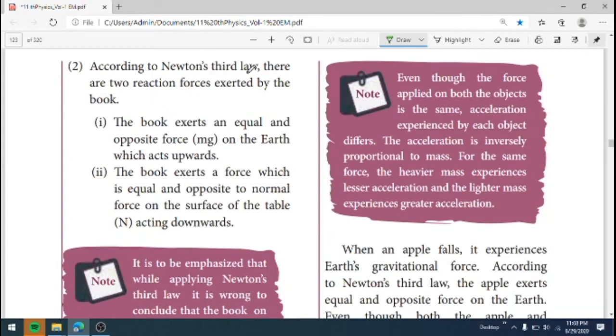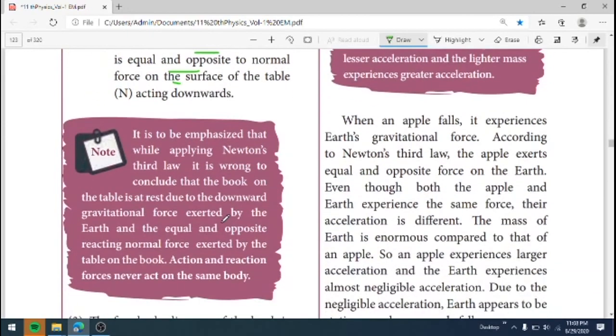இப்போது அக்கார்டிங் டு நியூட்டன்ஸ் தேர்ட் லா, தெர் ஆர் டூ ரியாக்ஷன் ஃபோர்ஸஸ் எக்ஸர்டட் பை த புக். ஒன்று, இட் இஸ் ஈக்குவல் அண்ட் ஆப்போசிட் ஃபோர்ஸ் டு த, that is equal and opposite force mg on the earth which acts upwards. அப்போ earth கொடுக்குற ஃபோர்ஸ்க்கு ஈக்குவல் அண்ட் ஆப்போசிட் ஃபோர்ஸை புக் எக்ஸர்ட் பண்ணும். And book exerts a force which is equal and opposite to the normal force also on the table which acts downwards.